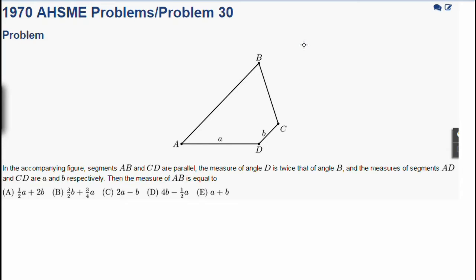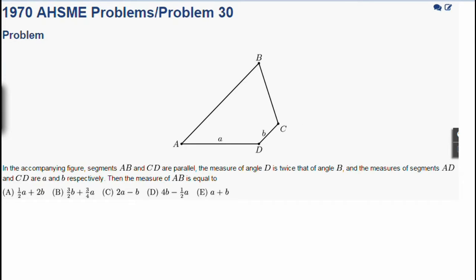So for those of you that read the problem and tried to draw a diagram on your own piece of paper, you probably realized that this is a trapezoid because AB and CD are parallel. Of course it's a trapezoid. However, you may have had doubts in drawing the angles.